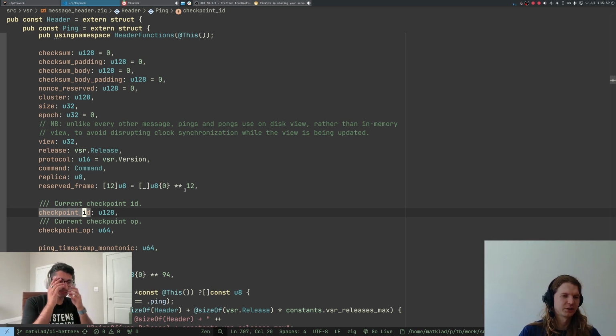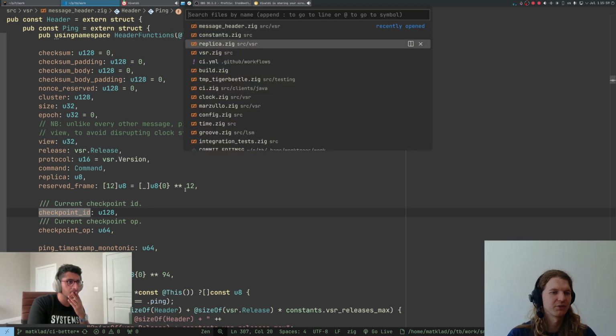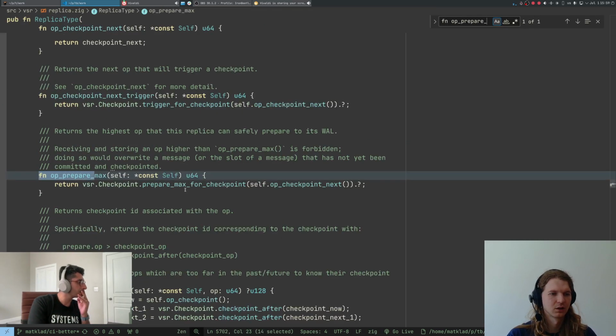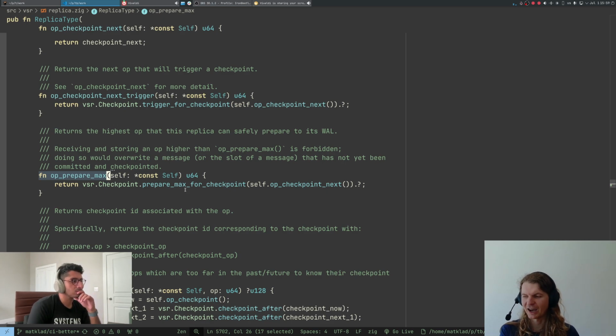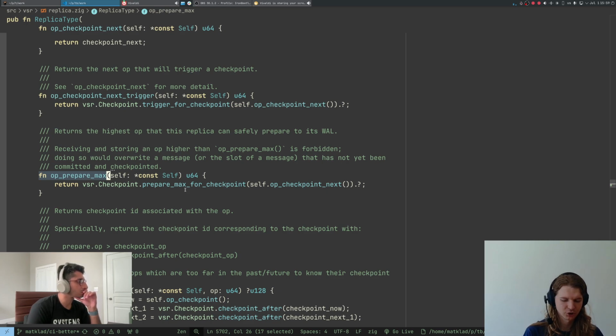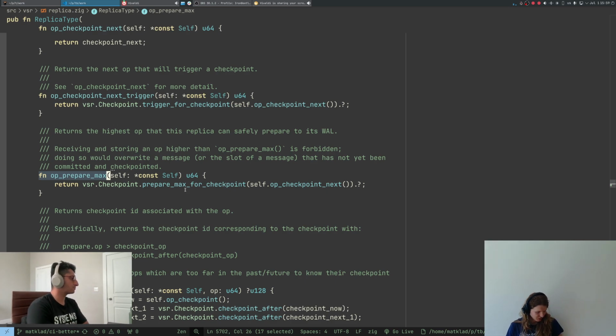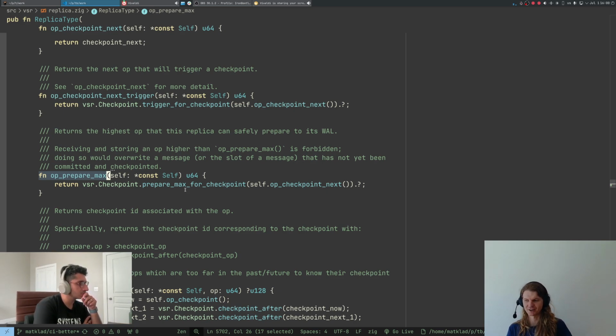And then we'll need to change these op prepare max to take into account not only which checkpoint we are at, but also which checkpoints everyone else is at. And finally, one interesting thing here is that right now this op prepare max is durable, which means that if you crash and then restart, you start with the same op prepare max.